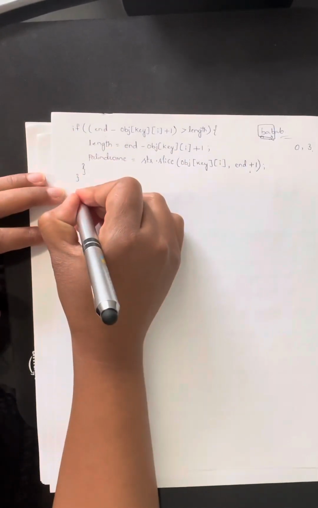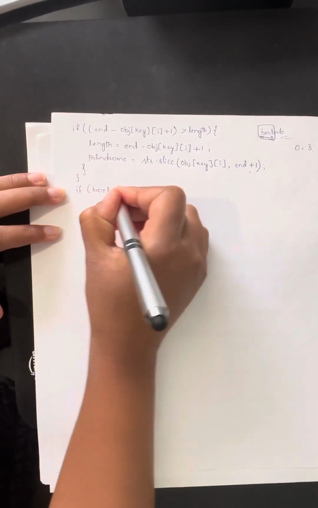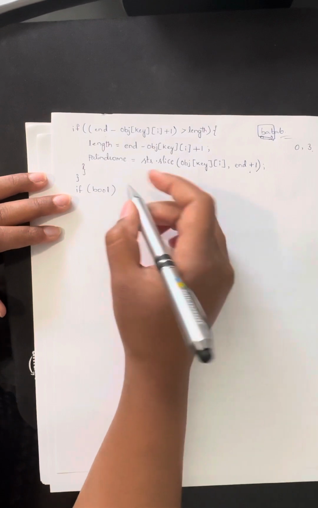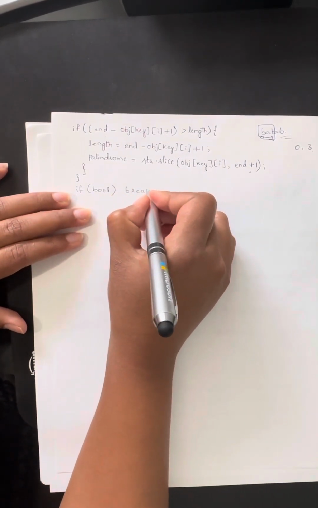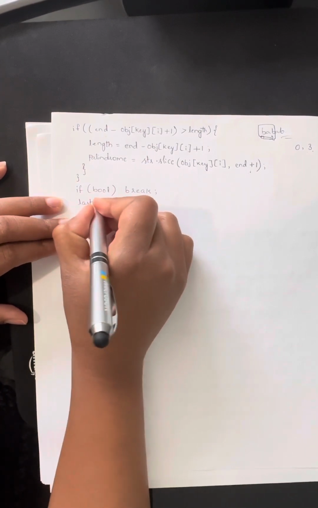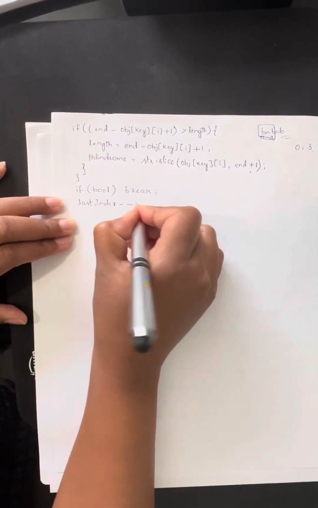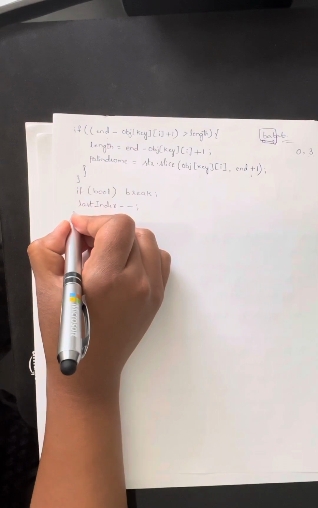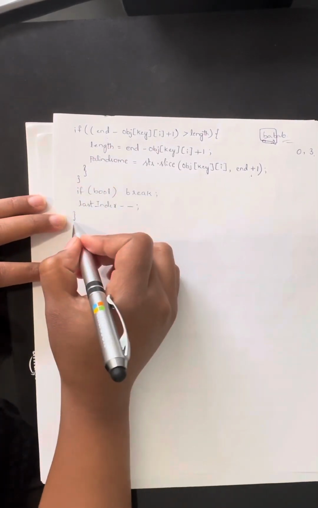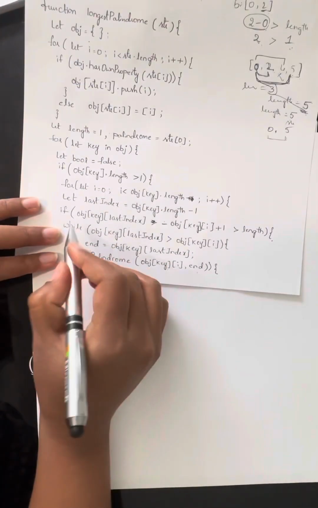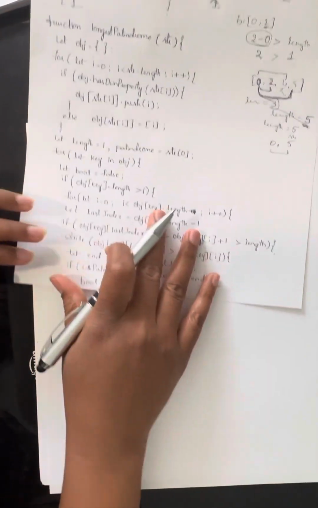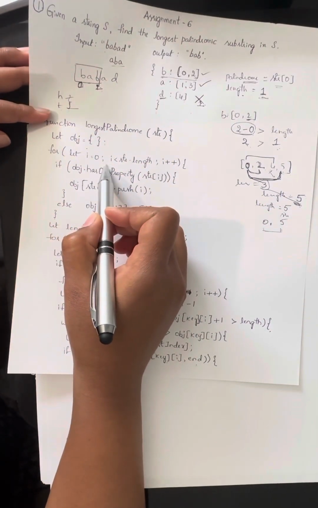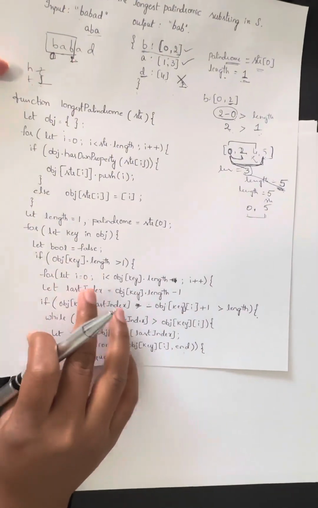Now we'll check if bool. If it is a palindrome, we have changed the bool to true. If it is true, we just break the while loop, and we'll be decrementing the last index. So here we have finished this while loop, but the for loop is still there. Now the i is incremented, and we'll be checking for the next palindrome.